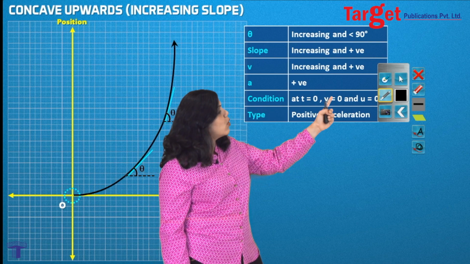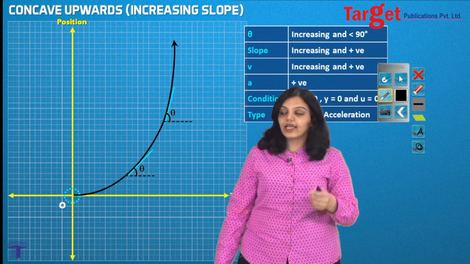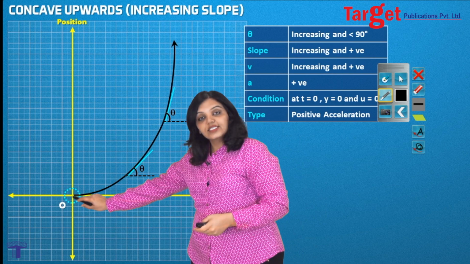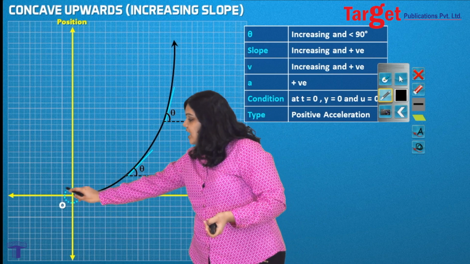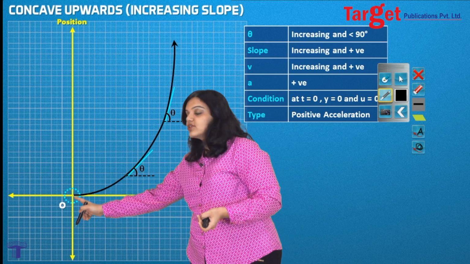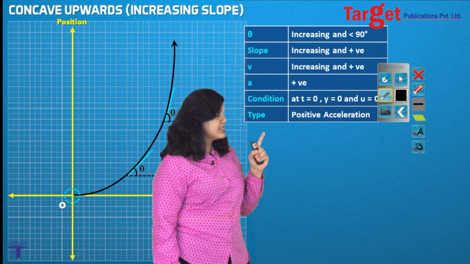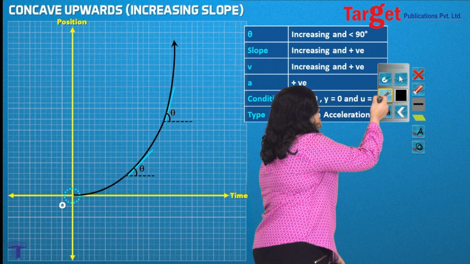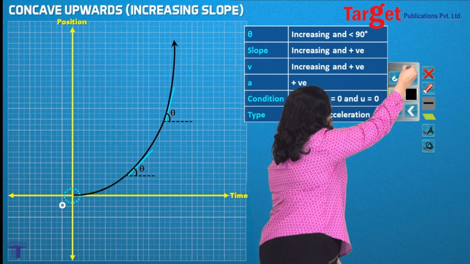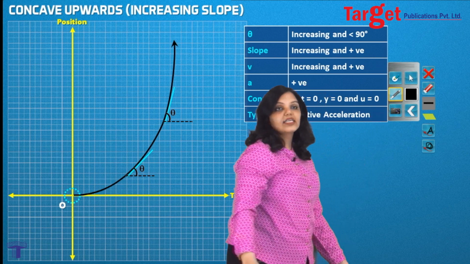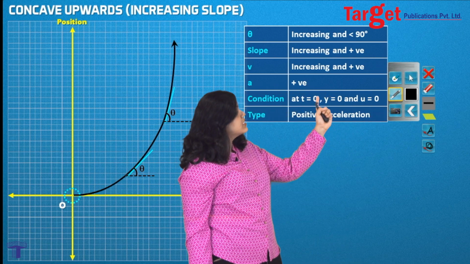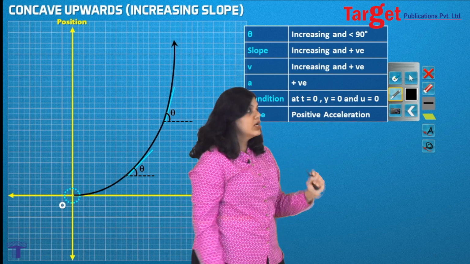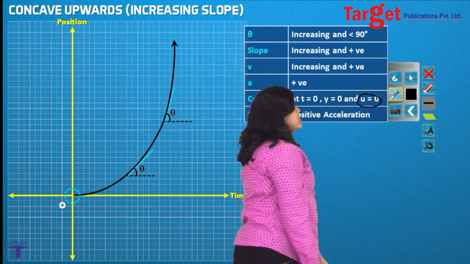At t is equal to 0, y is equal to 0. Let's check. At t is equal to 0, is y equal to 0? Yes, the graph is starting from here. So at t is equal to 0, y is equal to 0. But here comes the important part, that is at t is equal to 0, not only is y equal to 0, but you also have u equal to 0.